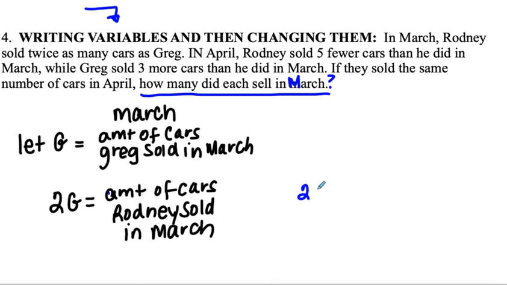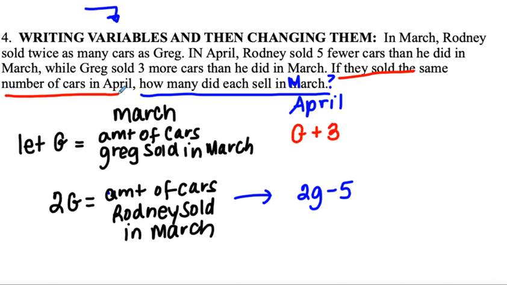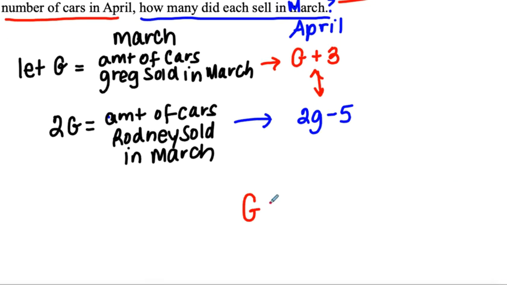So I have to take 2G, and I have to subtract 5 from it. So this is April. And then Greg sold 3 more than he did in March, so G plus 3. All right, they sold the same number of cars in April. That's why I needed April. So G plus 3 equals 2G minus 5.